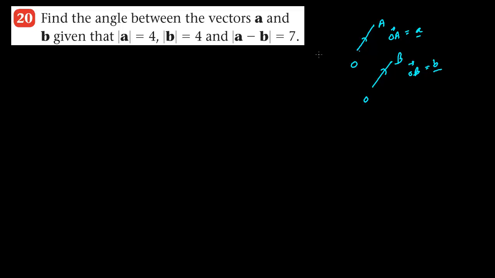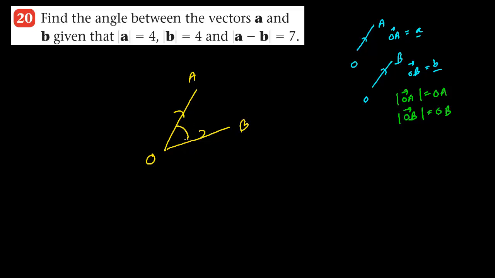Remember to underline that. The two bars beside a and beside b are the modulus of the vector, or the magnitude. So the magnitude of OA is simply OA, meaning the length of the line, and the magnitude of the vector OB is simply OB, the length of the vector line. Now we have to find the angle between the vectors a and b. If you have two vectors like that, this is OA and this is OB, you have to find this angle.